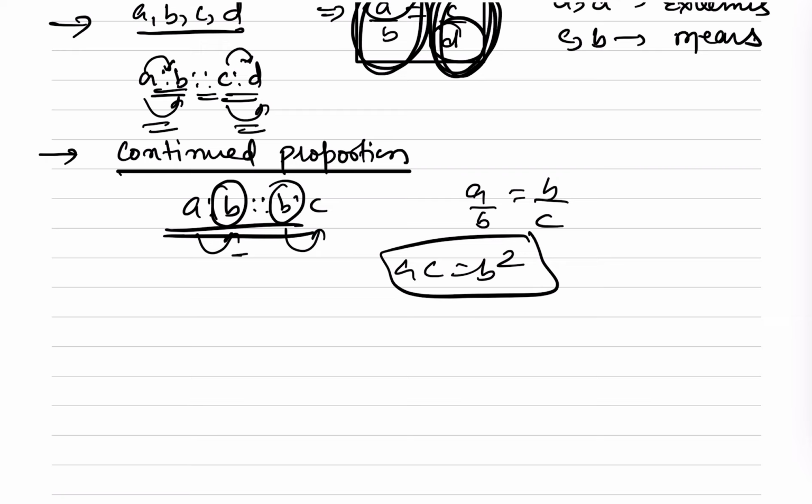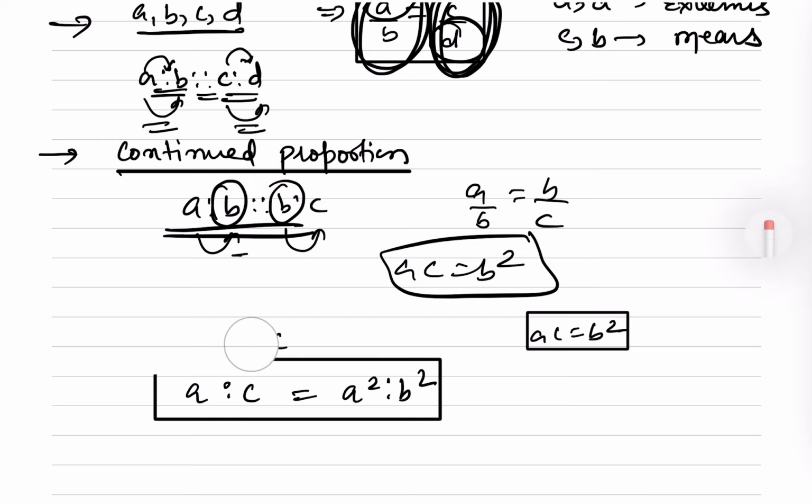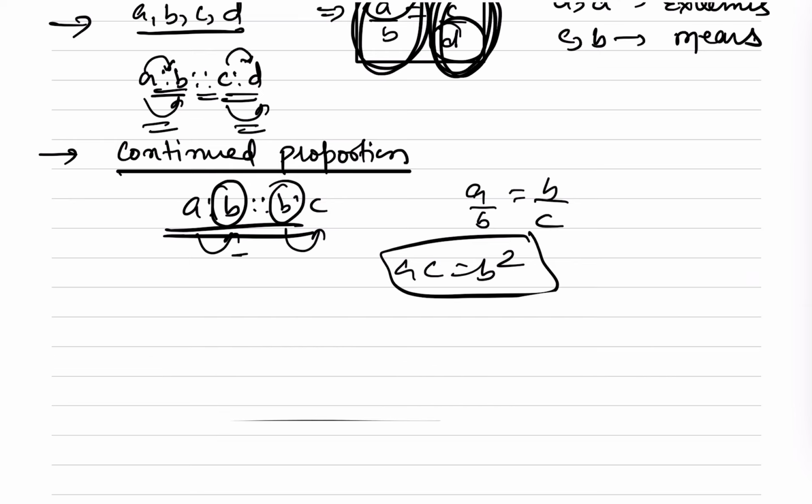Now if three quantities are proportional, meaning a is to b as b is to c, then we can also write this result directly: a by c equals a square by b square. Anyway, you know ac equals b square, so from there also you can derive it, otherwise you can leave this result. It may create a problem for you.